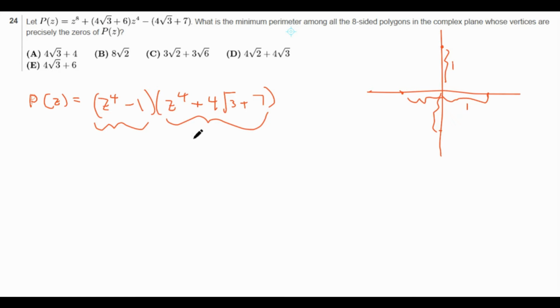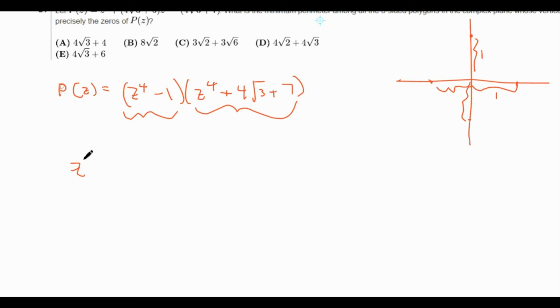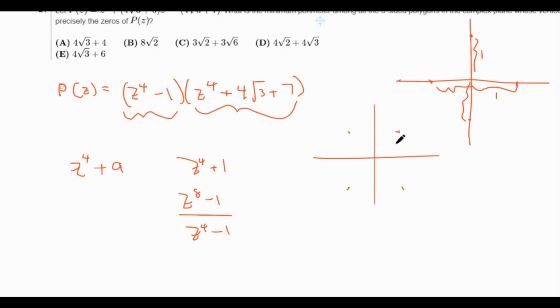Now we have to find the roots of z to the power of 4 plus 4 root 3 plus 7, which is slightly more difficult. For this, we can use a more general form. Where are the roots of z to the power of 4 plus a? If we look at z to the power of 4 plus 1, it might give us some intuition. If we want to find the roots of z to the power of 4 plus 1, we just write it as z to the power of 8 minus 1 over z to the power of 4 minus 1. And this is just the 8th roots of unity, not including the 4th roots of unity, which means that the roots are right here, and all of these have length 1.